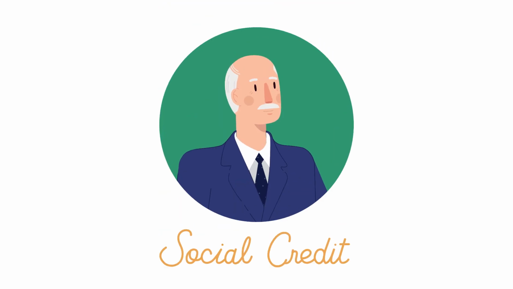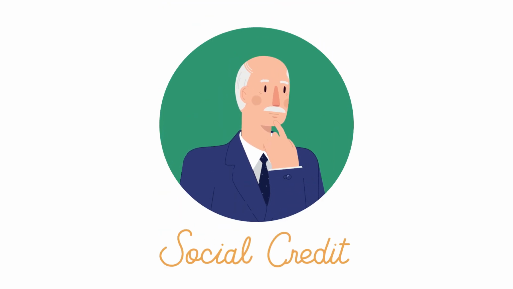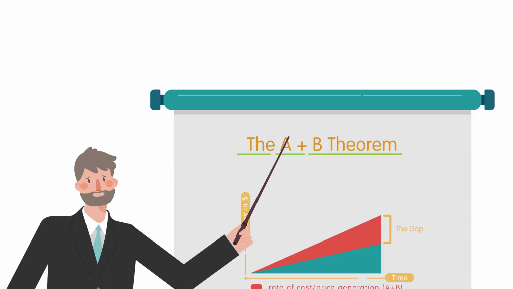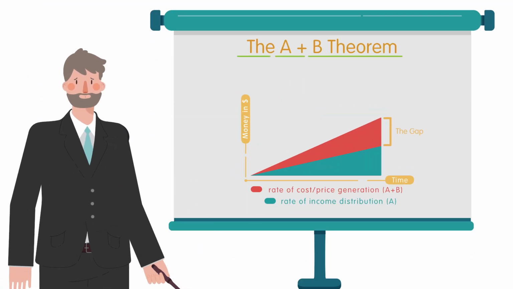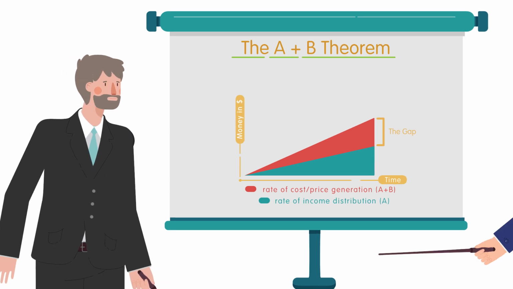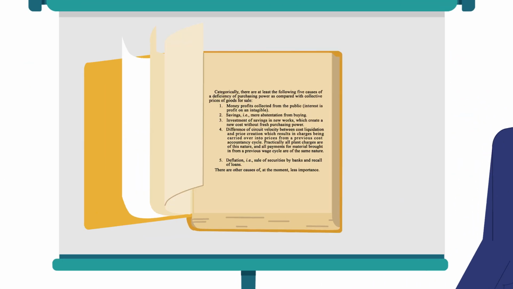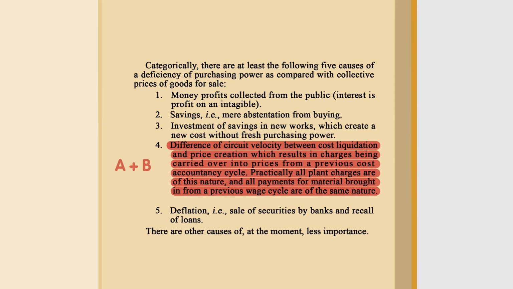According to the social credit analysis of Major C.H. Douglas, not to be confused with Chinese social credit, there are many other things that can provoke a lack of consumer buying power. In his book, The New and the Old Economics, Douglas outlined 4 major causes of deficiency beyond the A plus B factor. Some of these can intensify the effects of the A plus B phenomenon, while others act independently of it.